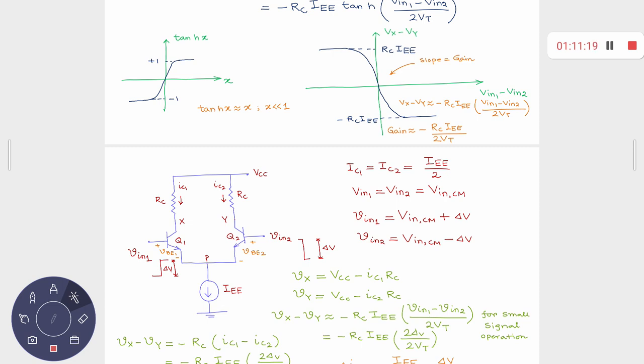So what is here? Vx, small v with capital X subscript. Can you remember what that is called? Small v, capital X, total instantaneous. As far as our notation is concerned, small letter with capital subscript means total instantaneous. What is that? This voltage is Vcc minus small i, capital C1, times Rc, and Vcc minus small i, capital C2, times Rc.